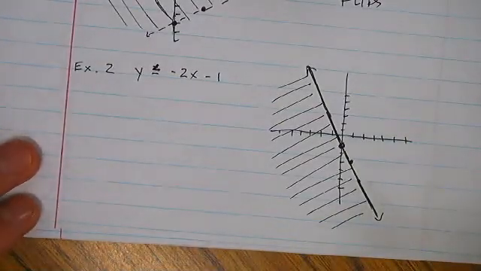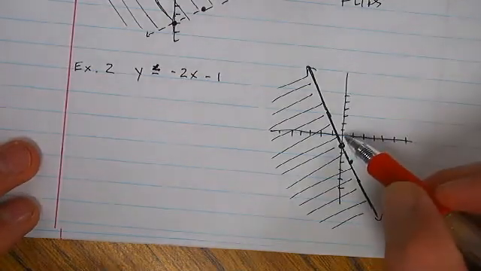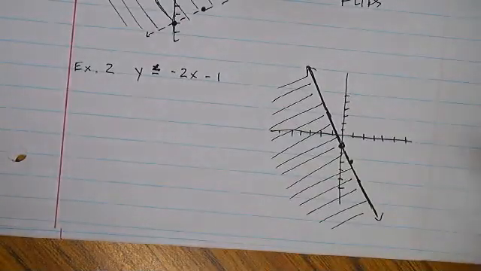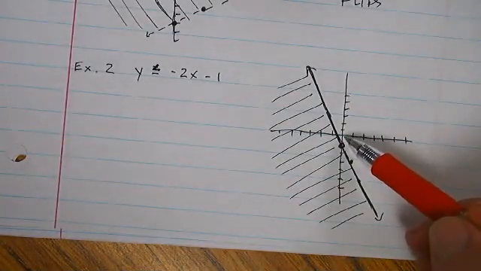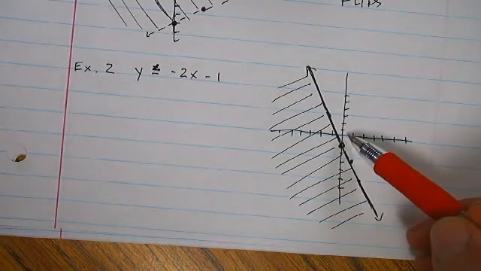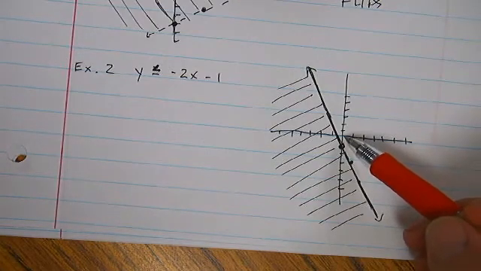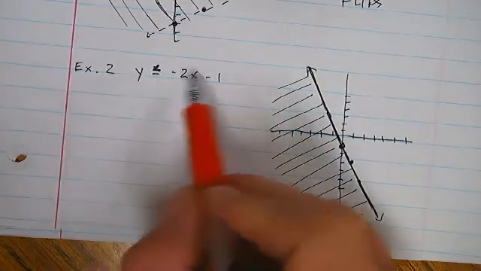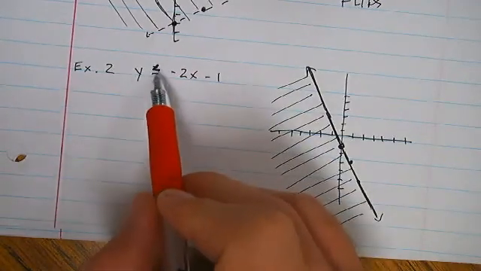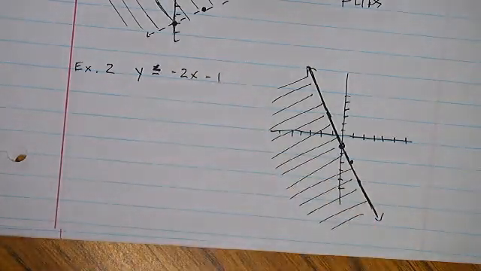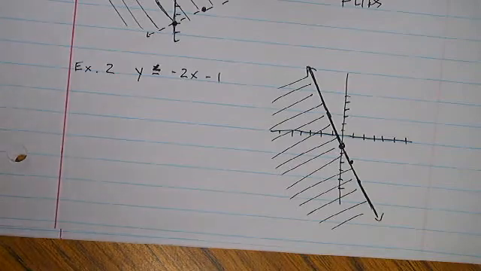Again, just like I said before, the origin is a really easy point to test, as long as your line doesn't go through the origin. This one says if I try the origin, it should not work, which tells me my shading is correct. If I put 0 in here and 0 in here, is 0 less than or equal to -1? The answer is no, 0 is greater than -1. So I know I've shaded correctly. That means that point is not part of the solution.